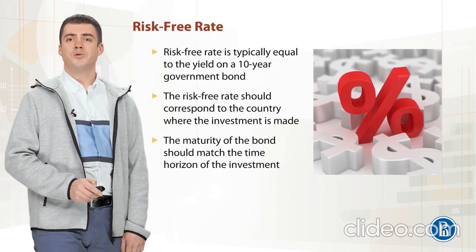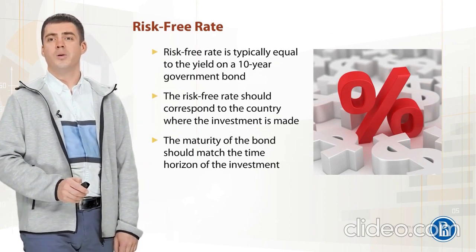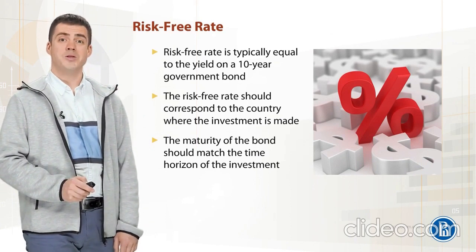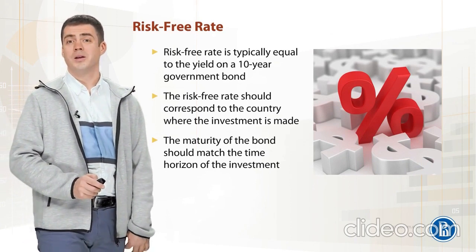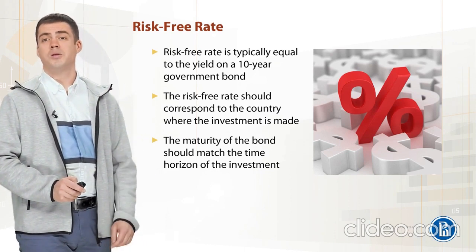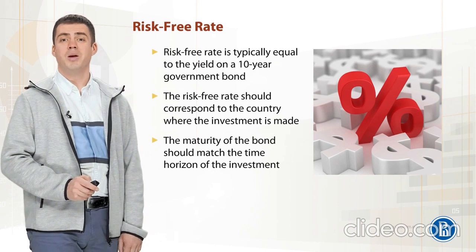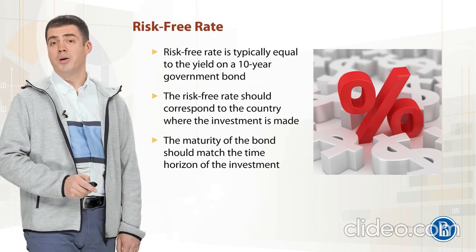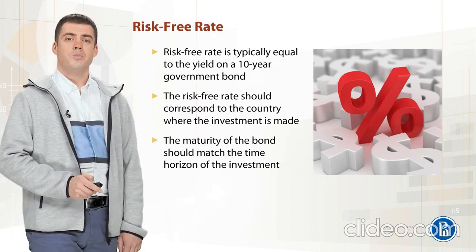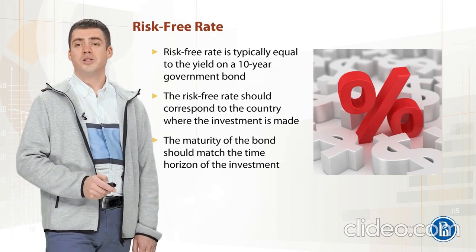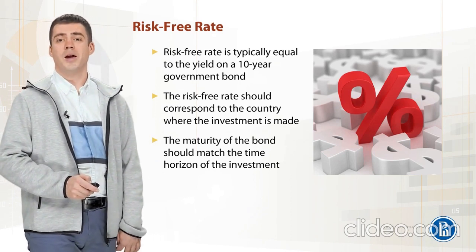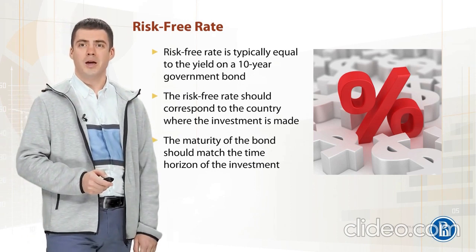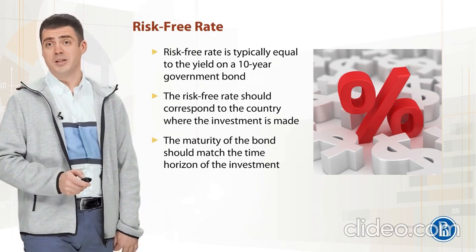Typically, the risk-free rate is equal to the yield of a 10-year US government bond if we estimate the returns at the American market. Of course, the risk-free rate should correspond to the country where the investment is being made, and the maturity of the bond, in theory, should match the time horizon of the investment. Professional convention, however, is to typically use the 10-year rate no matter what, because it's the most heavily quoted and the most liquid bond at the national debt market.